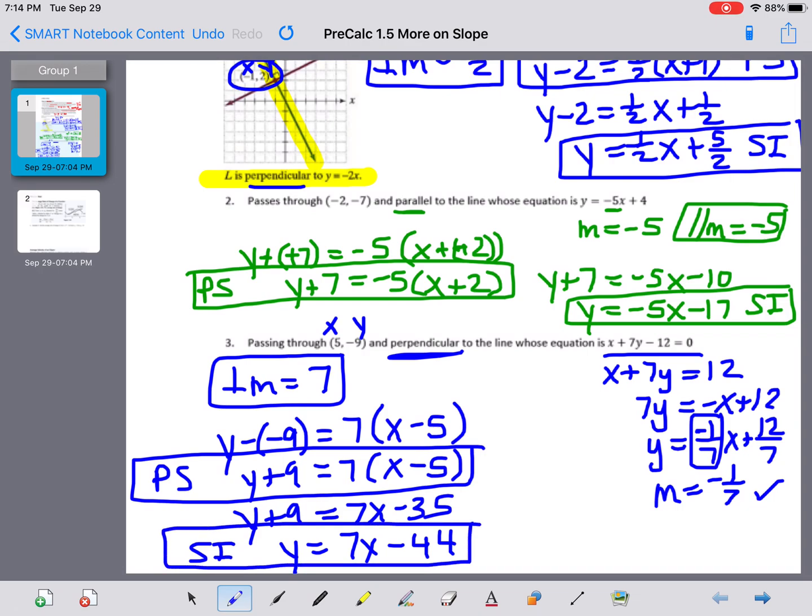Okay? So writing equations of parallel and perpendicular lines, be careful that you choose the slope you need for all your work first, and then you can ignore the extra information that came from the other pieces. Okay?